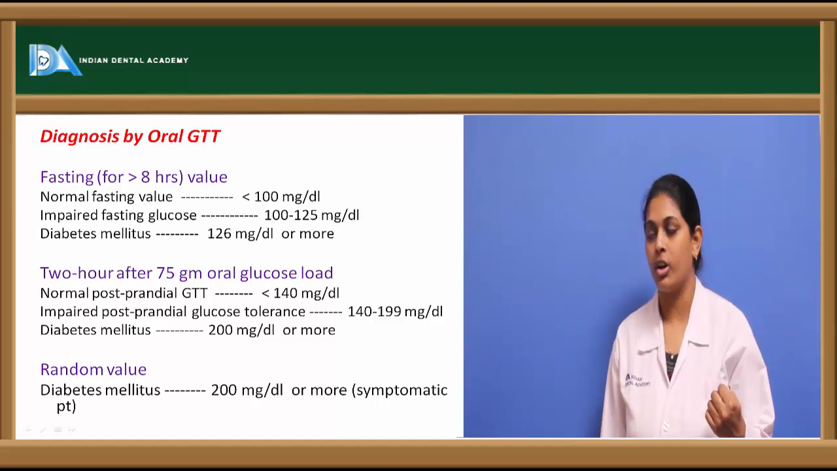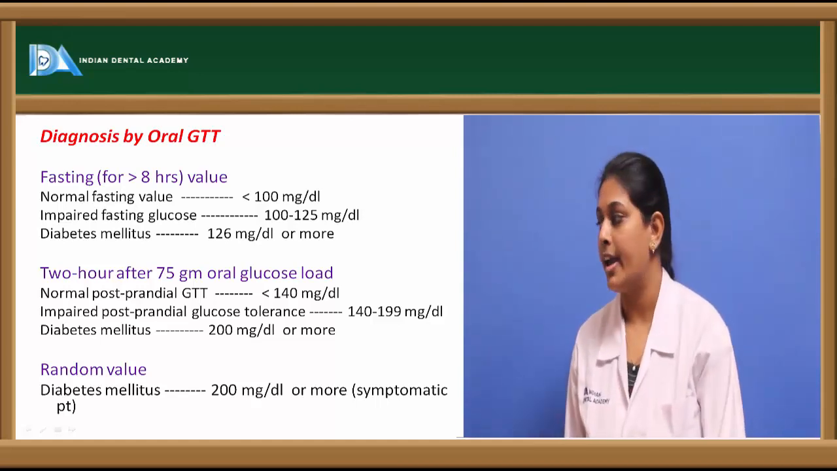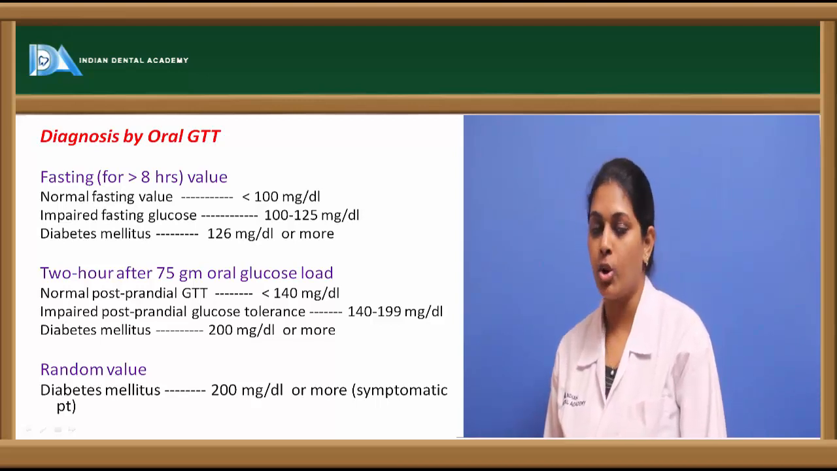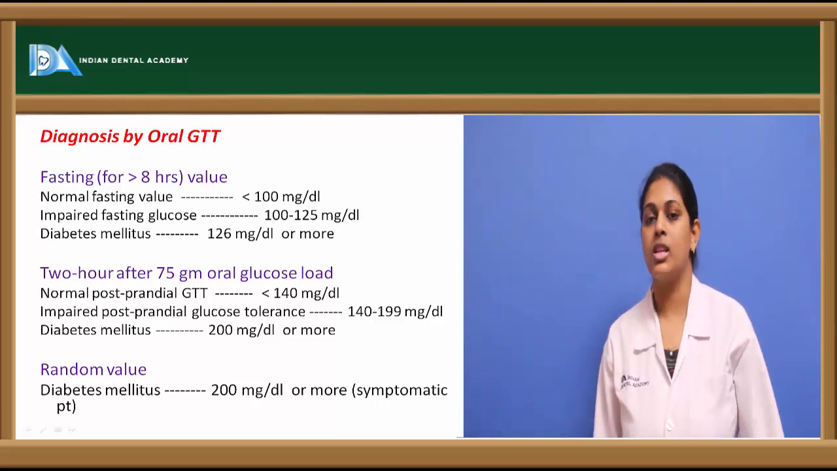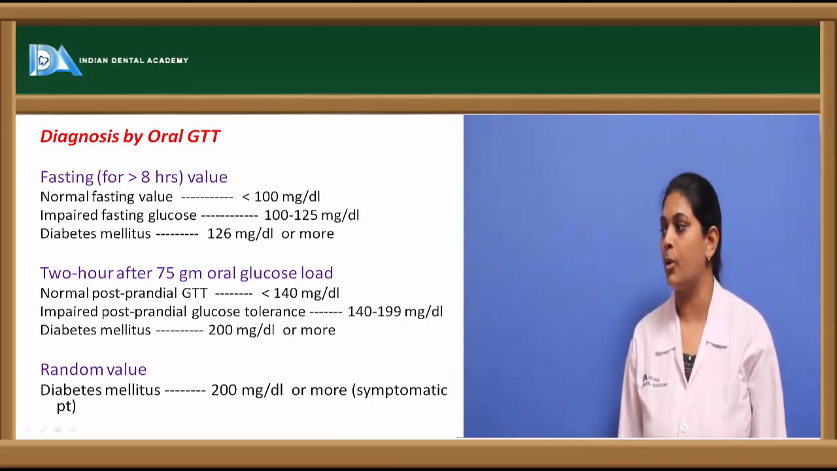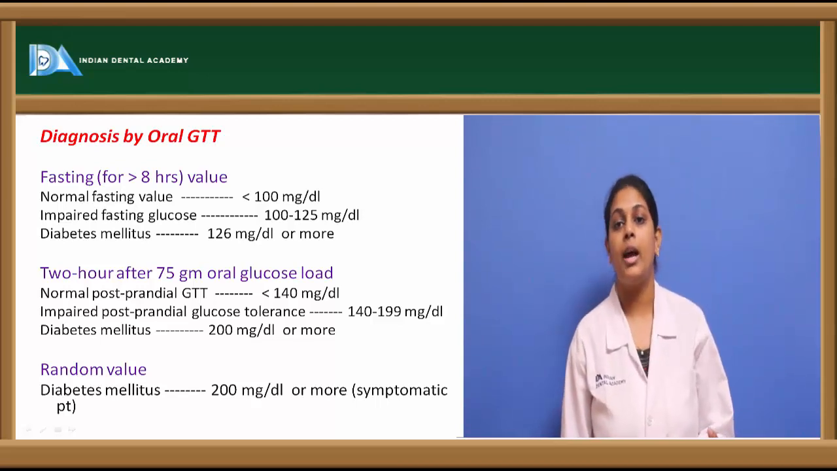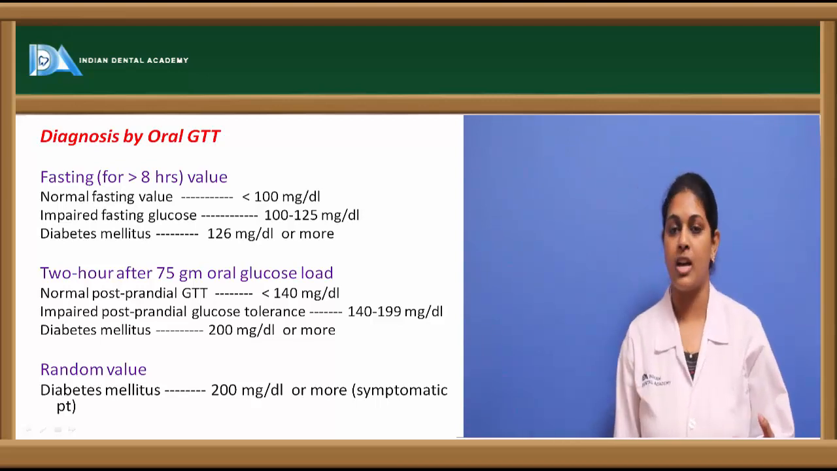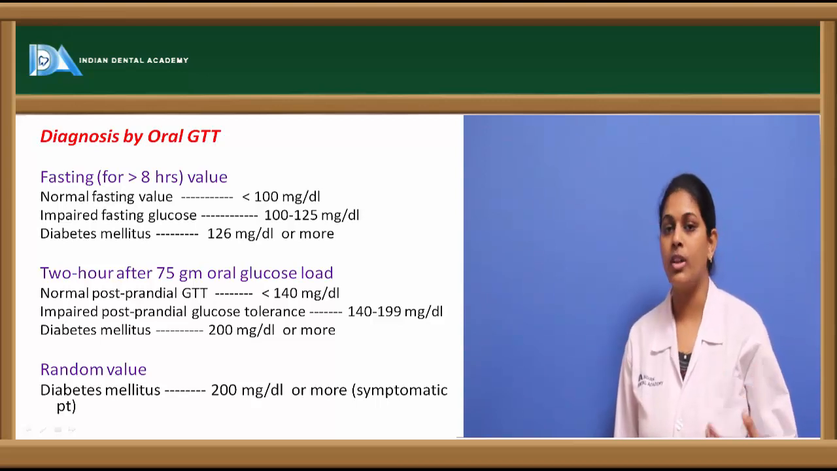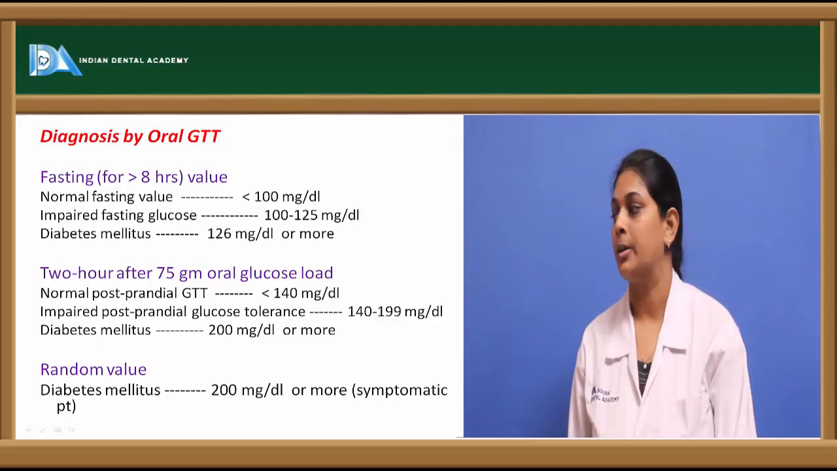For a patient who has fasted 8 hours earlier, if the fasting blood glucose level is less than 100 mg/dl, the patient is normal. If the blood glucose level is 100 to 125 milligrams per deciliter, it is known as impaired fasting glucose. And if it is 126 or more, then the patient is said to be diabetic.